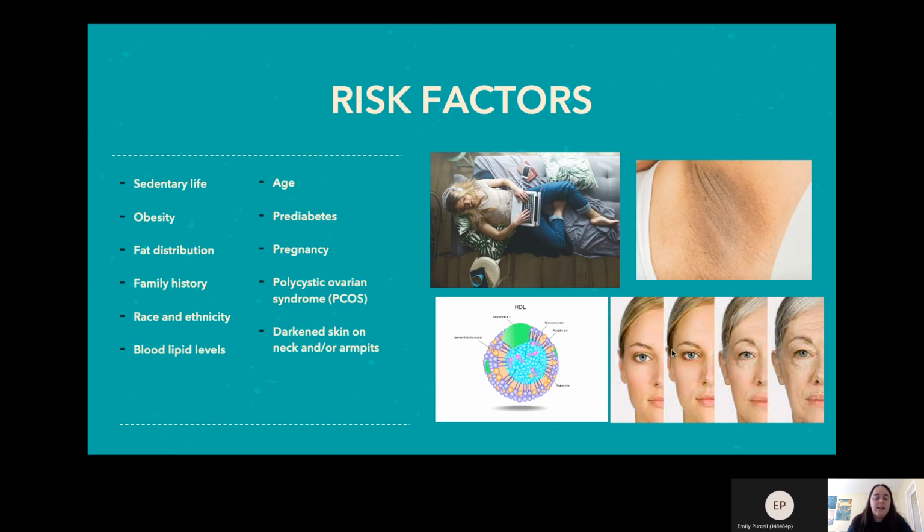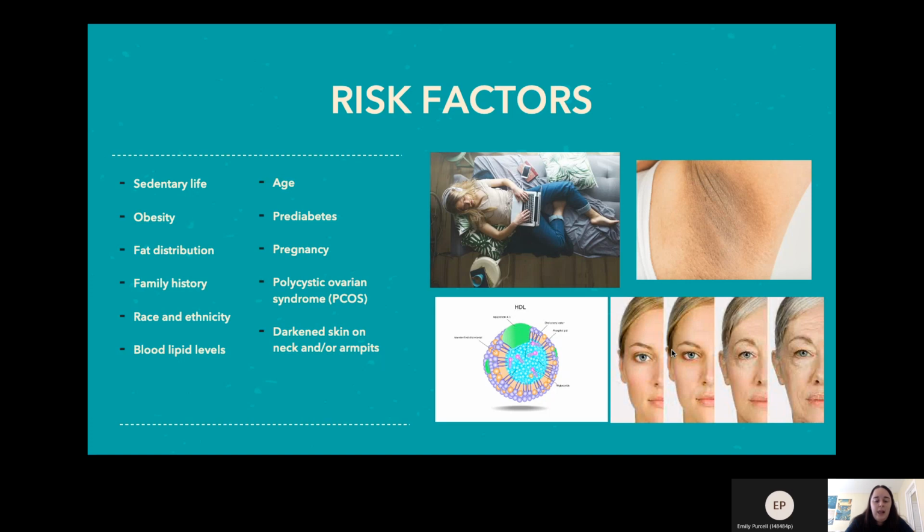Another risk factor is age. If you're over 45, your risk of developing type 2 diabetes increases, and also the risk simply increases as your age increases. If you have prediabetes, so if you have a blood sugar level higher than normal but not high enough to be considered diabetes, you can develop type 2 diabetes later on.